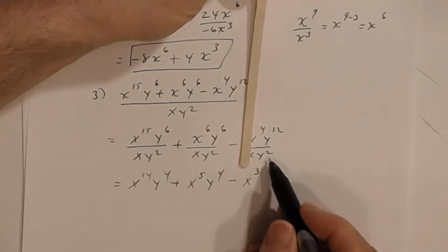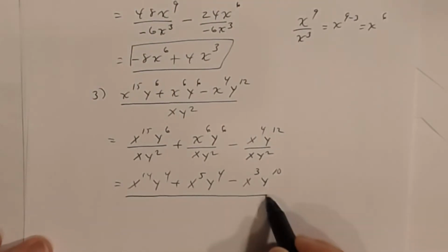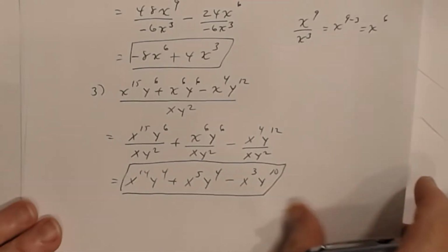y to the 12th divided by y squared is y to the 10th. Okay, and that's it. That's all you do. So far, it's not a very difficult process. All right, let's look at number 4.